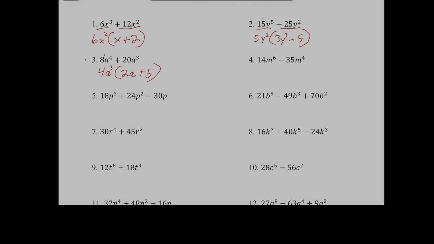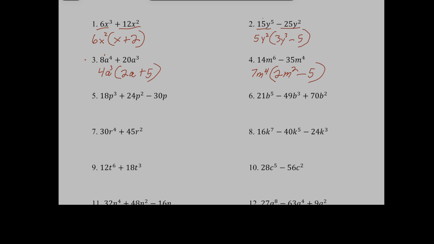Number 4, between 14 and 35, I can see that I can pull out a 7, okay? Oh, what? Not done. That's the numbers. What about the letters? m to the 4th, m to the 6th, I can pull out an m to the 4th. So what's left over in the first one? That would be a 2m squared minus 35 divided by 7 is 5. I pulled out all the m's, so I'm done.